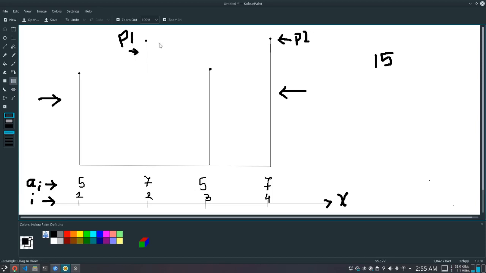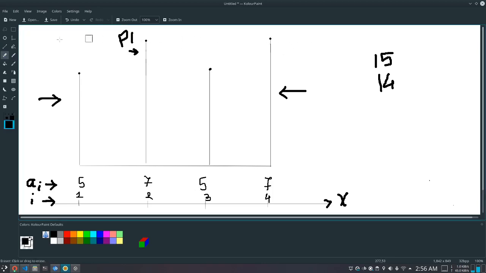So P1 now points to the second line. For the second line, we get a rectangle like this, and for this the area is nothing but 7 into 2, which is 14. So next area is 14. Now what to do? Should we move P1 or should we move P2? Well, it really doesn't matter if the two pointers point to lines which have the same height. So I'm going to move P2.